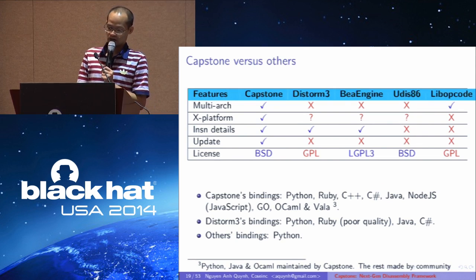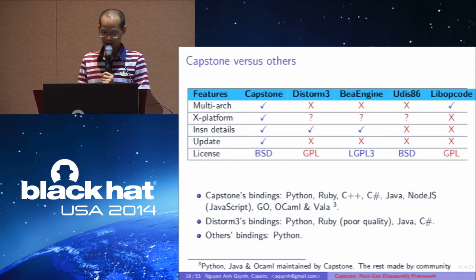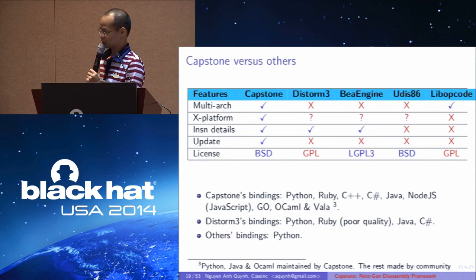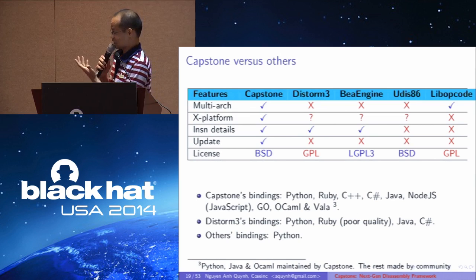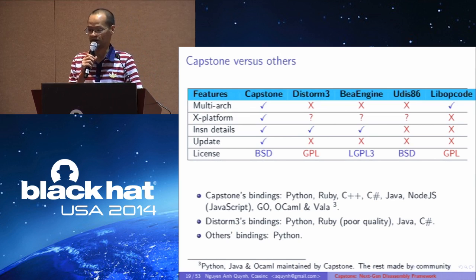Okay, look at this picture. Compare Capstone with others. Multi-arch, only Capstone and LibOpCode. Cross-platform, I suspect that only Capstone, because the rest, I don't think they can compile on iOS or Android or so on. On instruction detail, you can see only Capstone, DStorm, and BA engine. Update, I think only Capstone is updated. License, Capstone has the BSD license, which is the best license you can find for open source.